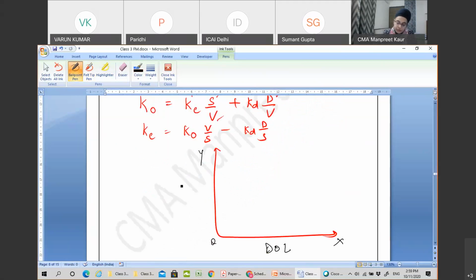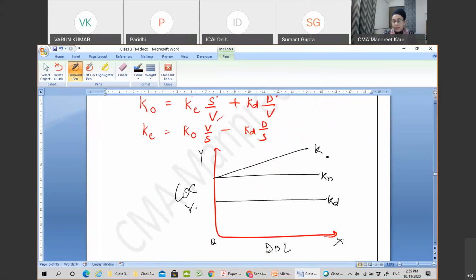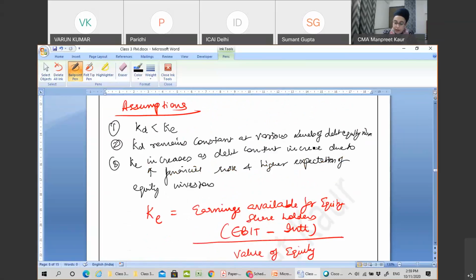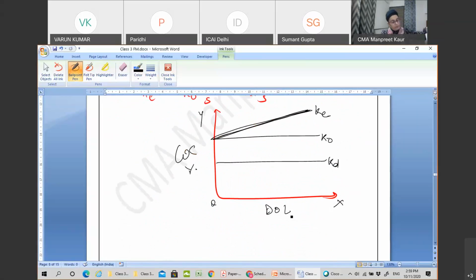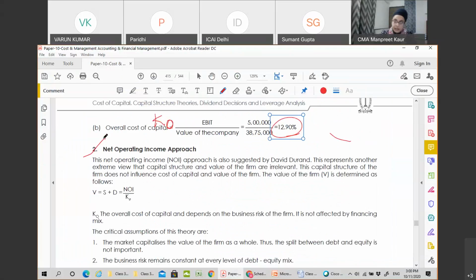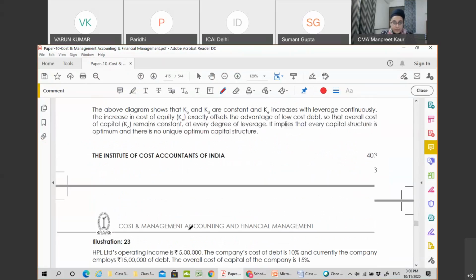The degree of leverage, cost of capital in percentage, KD remains constant, KO and KE. KE is greater due to the highest financial risk and higher expectation of the equity shareholders. KE increases as the debt content increases. This is the graphical presentation of the NOI approach, the net operating income approach.